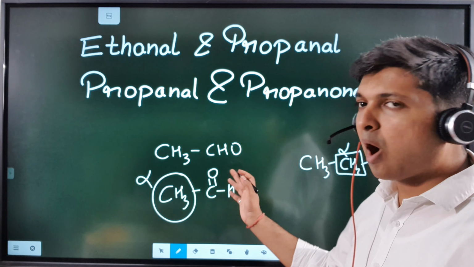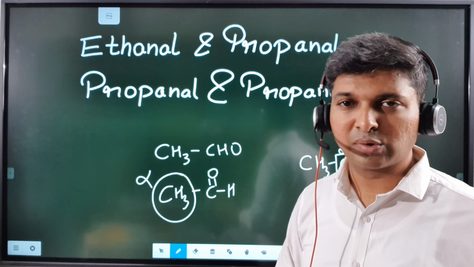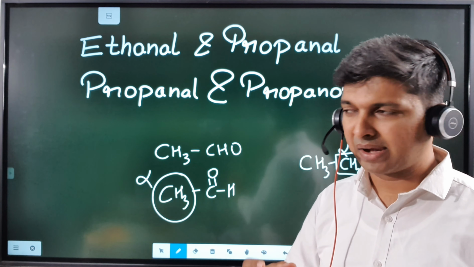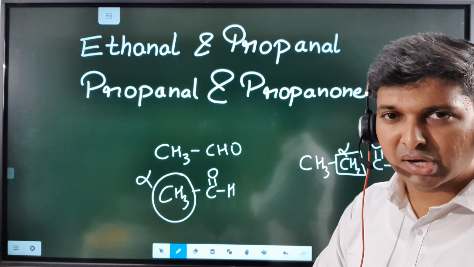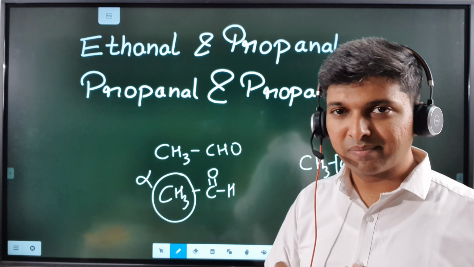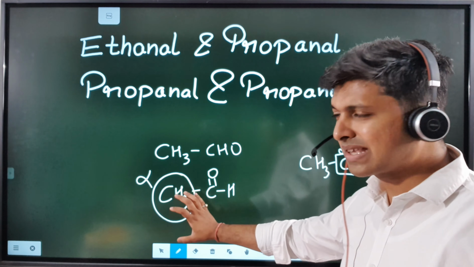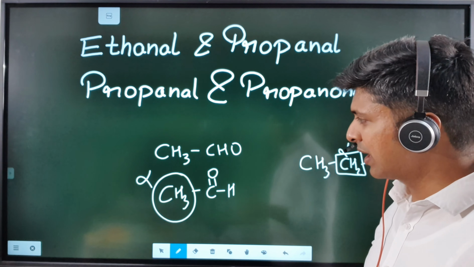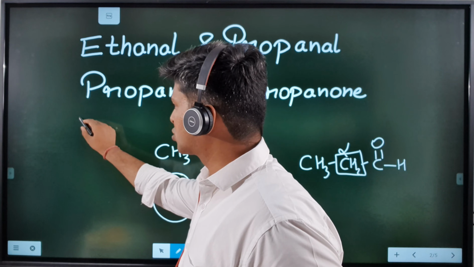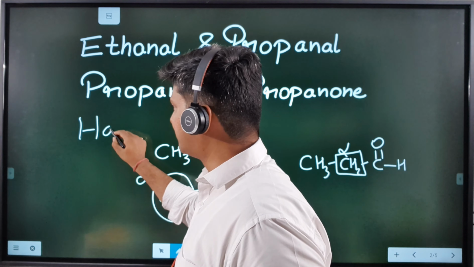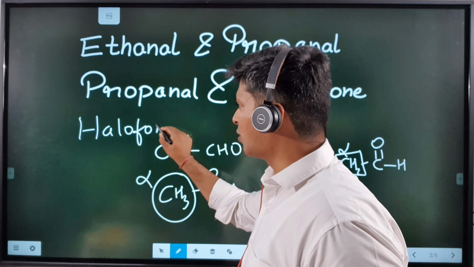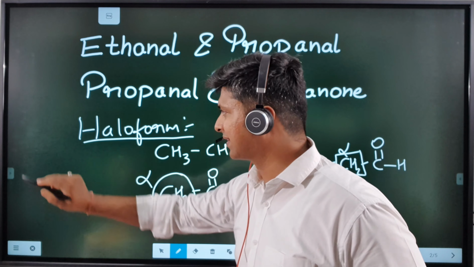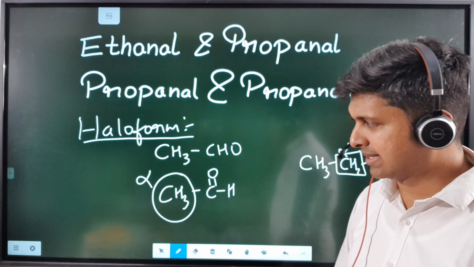And that's the reason. Now, how can you identify? So for any two pairs, the moment you get this pair, draw the structures and check whether both of them are having alpha methyl group or not. If one of them is having alpha methyl group and the other one is not, then you can go for a test which is called the haloform test. Haloform, also known as iodoform to be specific. We're going to use the iodoform test.